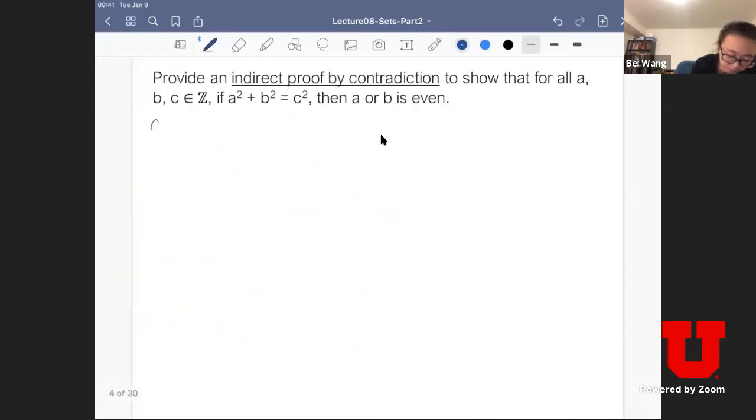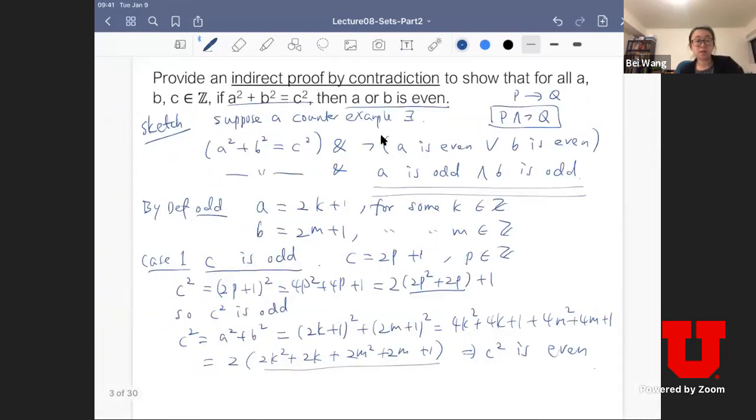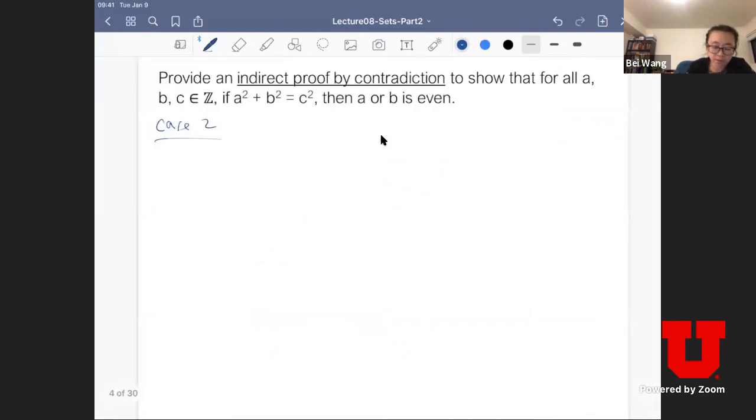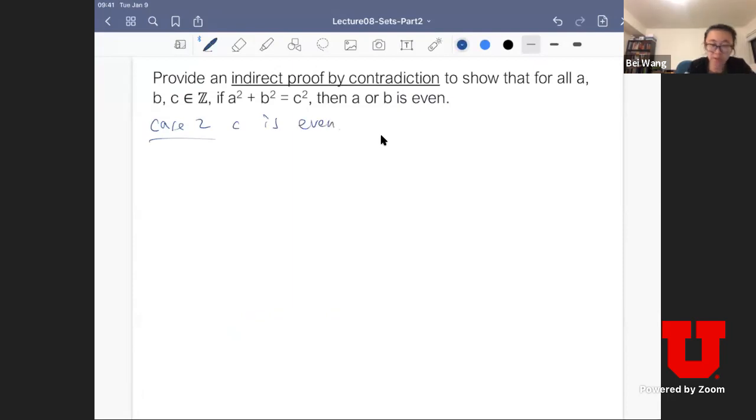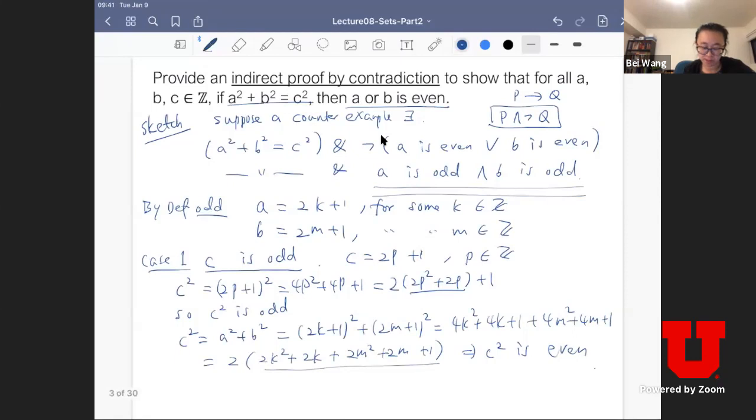But you also need to do case number 2. Case number 1 was when c is odd. Now if c is even, we're going to do the same thing, except that this becomes a little bit tricky. When c is even, you say c is equal to 2p, and then c squared is equal to (2p) squared, which is 4p squared. And now, as before, c squared is equal to a squared plus b squared. Remember, both a and b have to be odd.